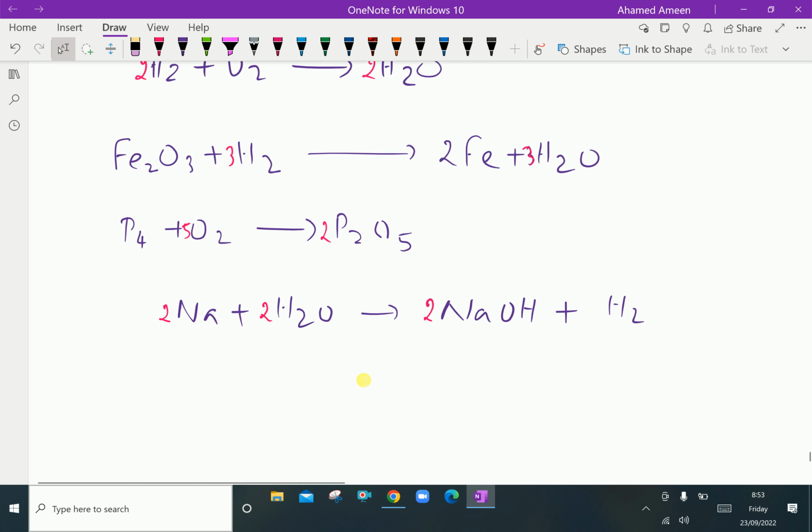Look at here, 2Na plus 2H2O gives 2NaOH plus H2. Na is balanced, 2 Na on this side and 2 Na on that side. H is 4 here, and there 2 into H is 2H, plus H2, totally 4H. O is 2 here, O is 2 there. So it's balanced.